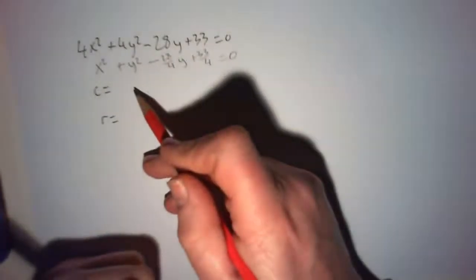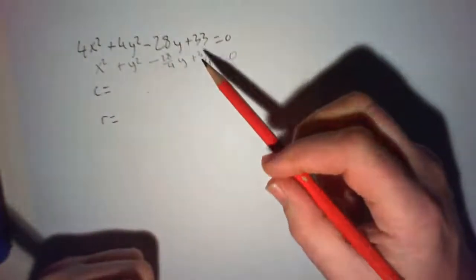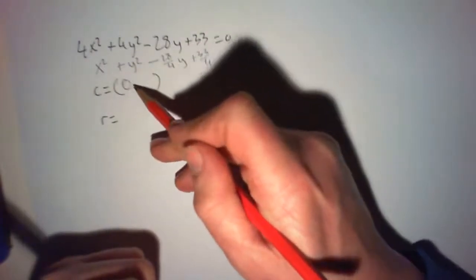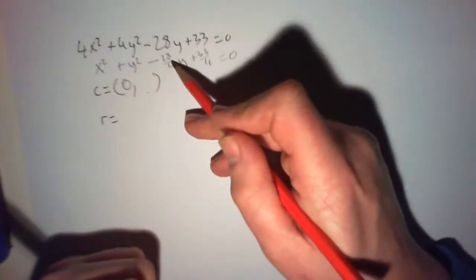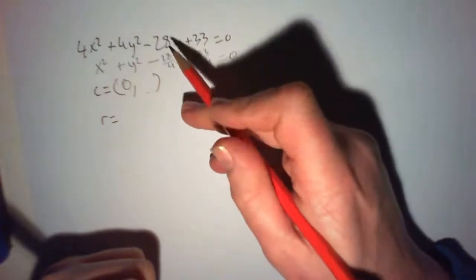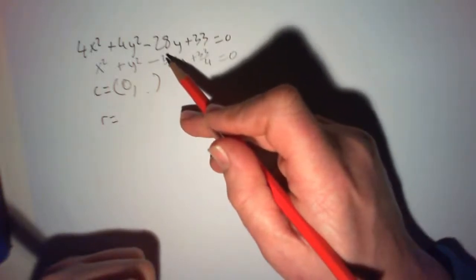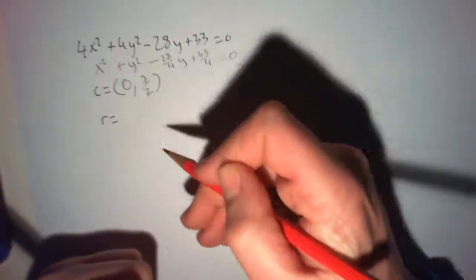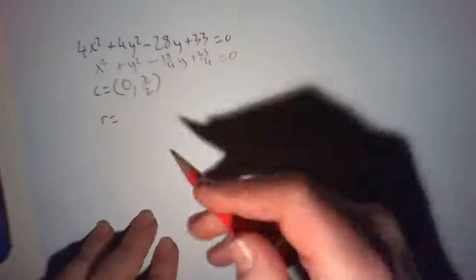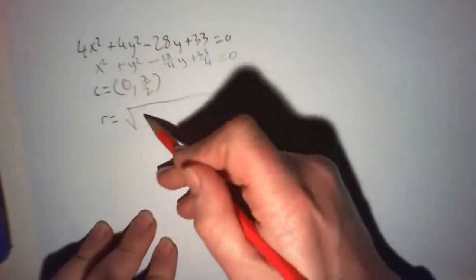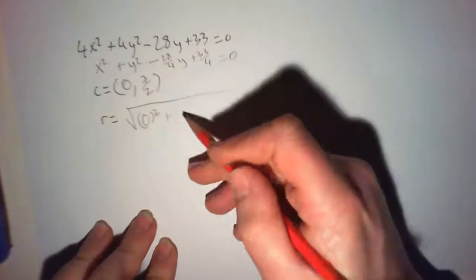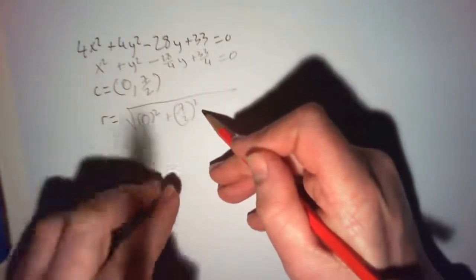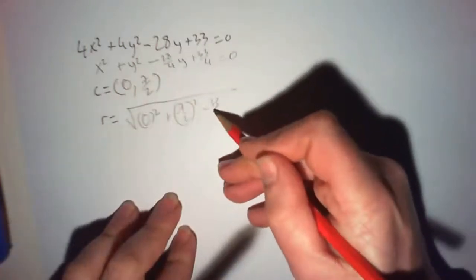Now, how are we going to work this one out? The first thing I see is there's no x value, so the center x is 0. Then divide that by 2 and change the sign. So 28 divided by 4 is 7. 7 divided by 2 is 3.5, that's 7 over 2. Change the sign, so it's 7 over 2. So that's that one done. And then the radius is just going to be the square root of that squared, plus minus 7 over 2 squared, and then minus 33 over 4.